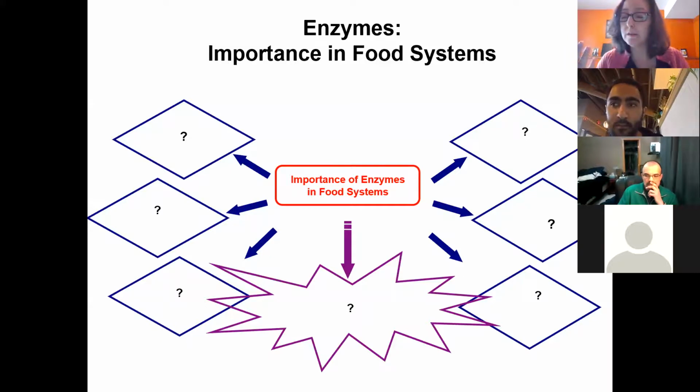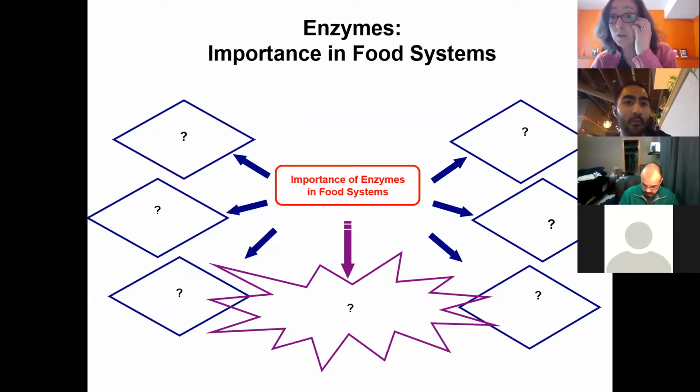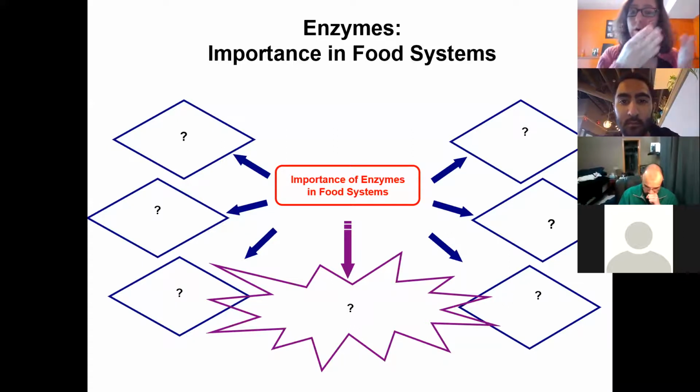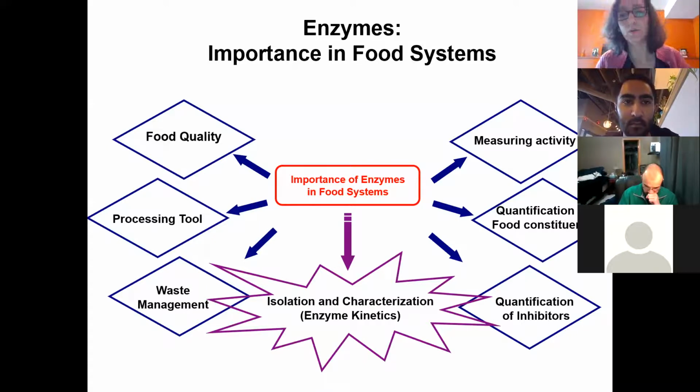Sometimes we need to know if there is an inactivation of inhibitors. So how do we test that? We need to have an enzyme assay to test if our processing resulted in inactivation of trypsin inhibitor. For example, in soy, we don't want to have trypsin inhibitor. We don't want to consume that, then we have problems digesting protein. So I want to inactivate trypsin inhibitor, but then I want to test if it was inactivated or not. So I need an enzyme assay. So here you go. There are a lot of different applications and importance of enzymes.